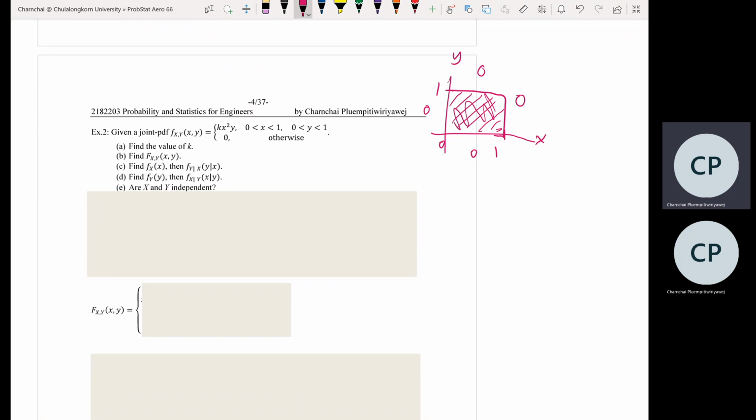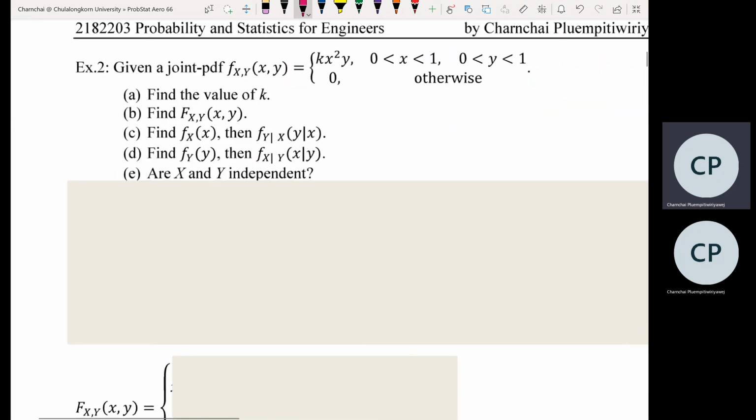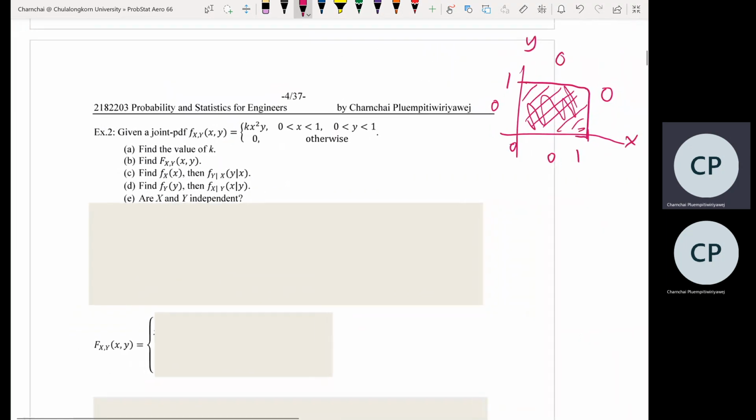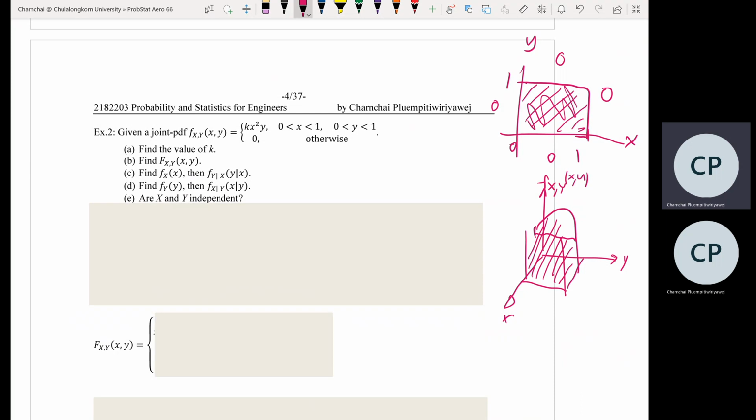First of all, we want to find the value of k. How do you find the value of k? Remember, if you are integrating to get the volume underneath, this is x, this is y, and this is f of x,y. It's going to be some surface over this area. The volume underneath this surface is supposed to be what? 1.